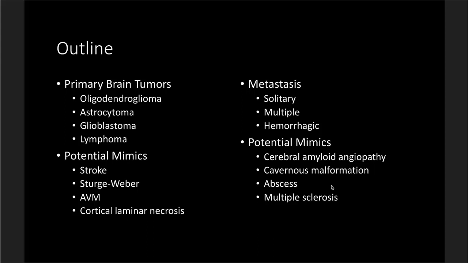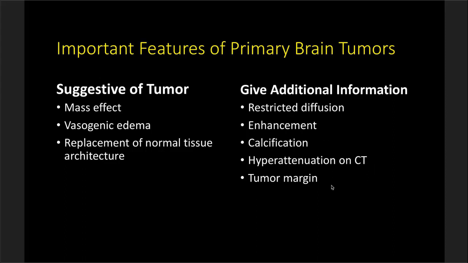So some important features of primary brain tumors that I want you to remember and think about are listed below here. So we have some things that are suggestive of tumor if you see them. One of those is mass effect, and that's something that's important to see with tumors. One of them is vasogenic edema. And then another thing you can look for is replacement of the normal tissue architecture in the tumor. There are a few other things that can give additional information about the tumor. So restricted diffusion, enhancement, calcification, hyperattenuation on CT, and looking at the tumor margin. Is it distinct or is it indistinct?